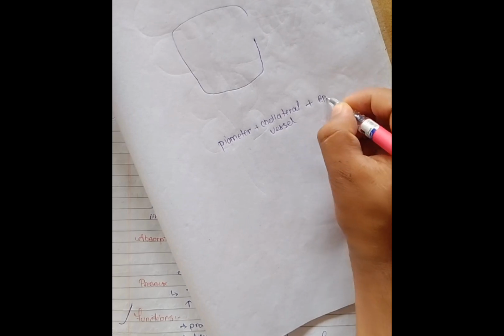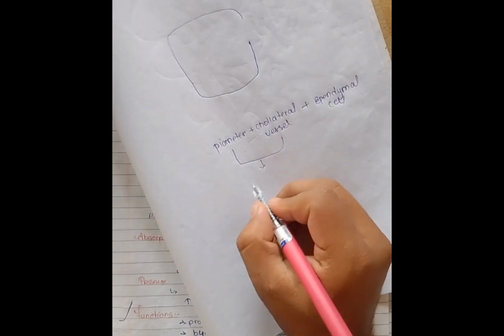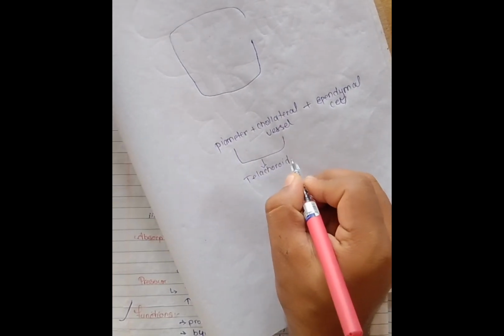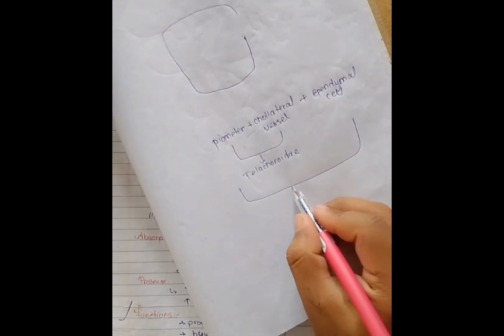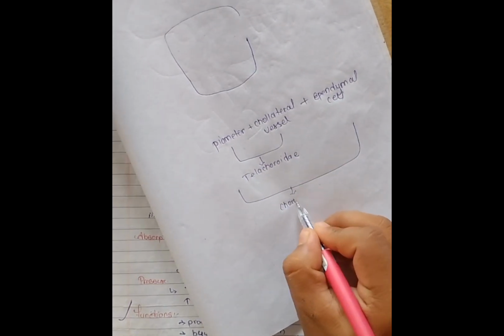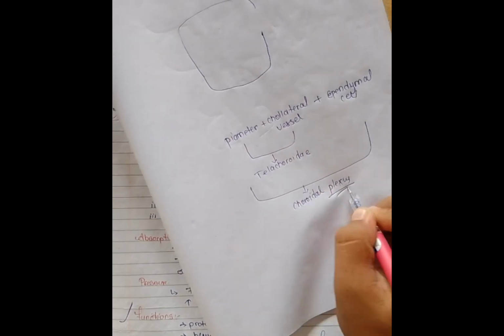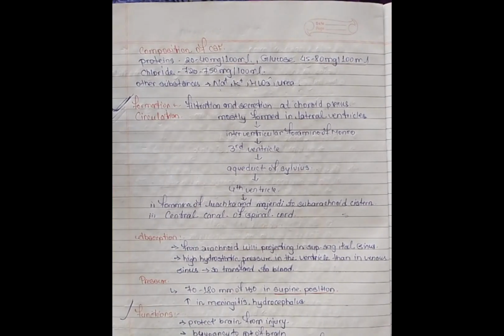and ependymal cells. Ependymal cells line the ventricles, which are filled with CSF. Here, the pia mater and collateral vessels are known as the tela choroidea, and these three structures are known as the choroid plexus. From here, CSF is formed, and now we are going to discuss the circulation of CSF.